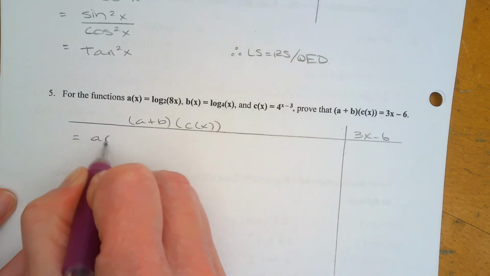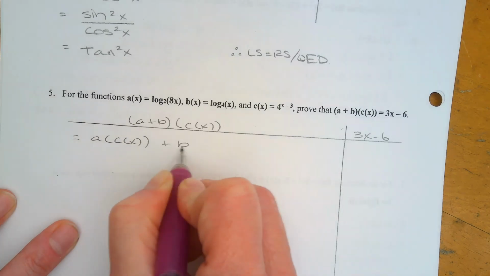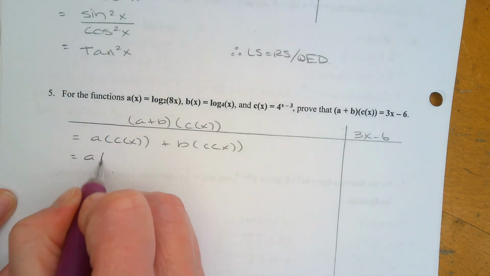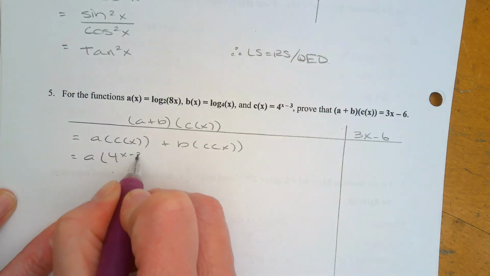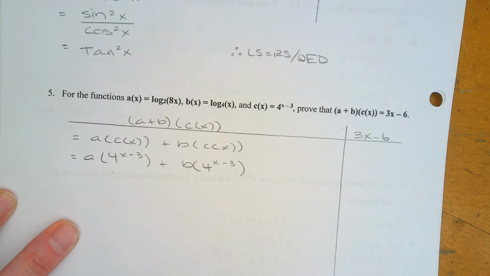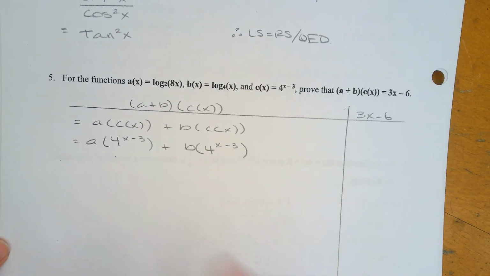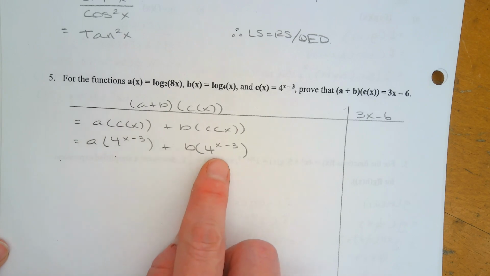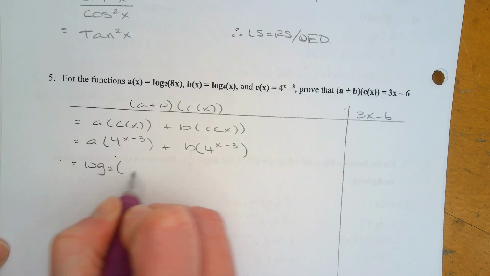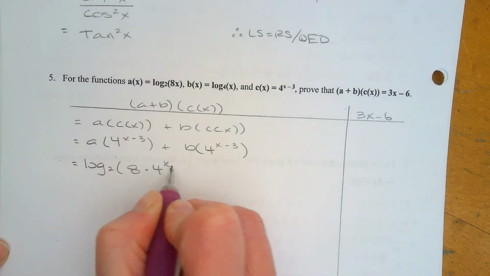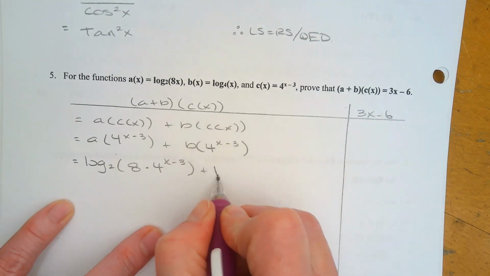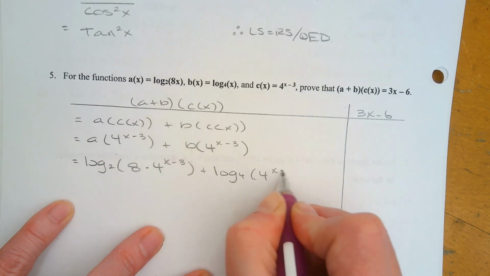So what this means is a of c of x plus b at c of x. So it means a and c of x is 4x minus 3 plus b, and again c of x is 4x minus 3. I want to plug this one into a, and I want to plug this one into b. So that means log base 2, 8 times 4x minus 3, and it means log base 4 of 4x minus 3.